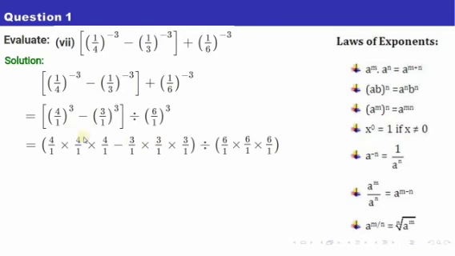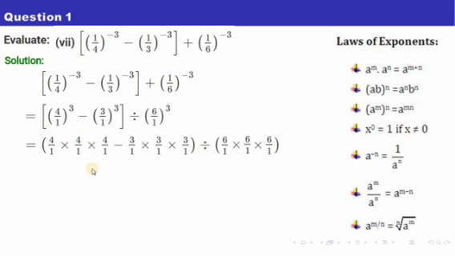Now you know that 4 by 1 cube means 4 by 1 into 4 by 1 into 4 by 1. Similarly, 3 by 1 cube means 3 by 1 into 3 by 1 into 3 by 1, and 6 by 1 cube is 6 by 1 into 6 by 1 into 6 by 1. Now 4 into 4 into 4: 4 into 4 is 16, 16 into 4 is 64, remember. So 64 by 1 into 1 into 1 is 1.